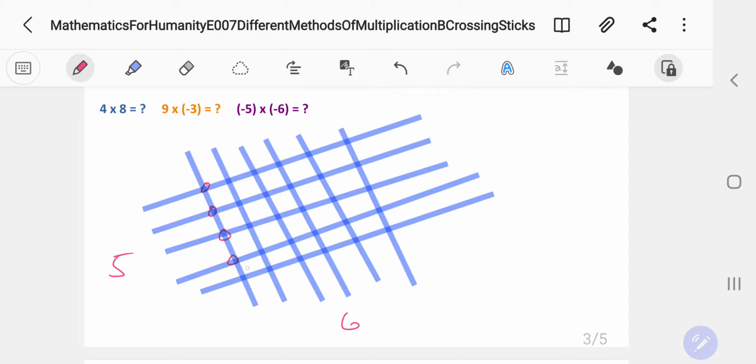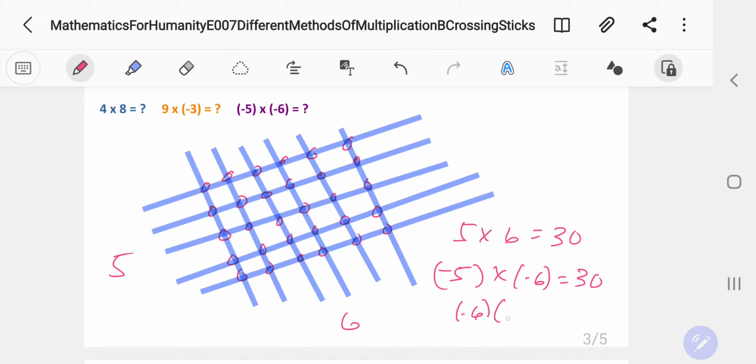1, 2, 3, up to 20, 21, 22, up to 30. So therefore, 5 times 6 is 30. And we also have negative 5 times negative 6 equals 30. You can write this as negative 6 times negative 5 also. That's also 30. So that's it, folks, for crossing the sticks.